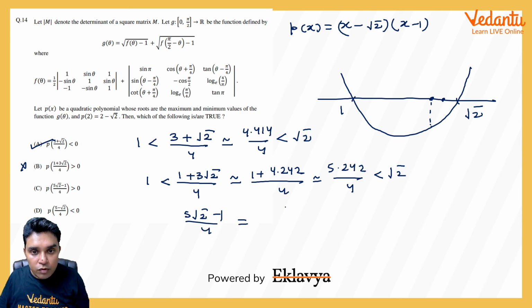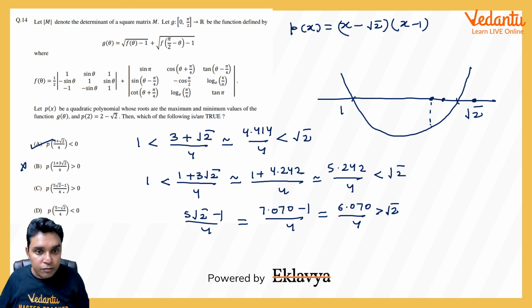Similarly, (5 root 2 minus 1) by 4. 5 root 2 will be how much? 1.414 into 5, I think it will become 7.070, minus 1 upon 4, so it will be 6.070 by 4. Once again it is greater than 1, but I think it is greater than root 2 also, because it is greater than 1.5. So it will be lying somewhere here. So the value at this number (5 root 2 minus 1) by 4 has to be positive, because it is lying this way.